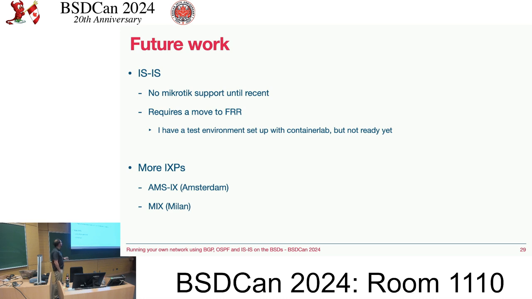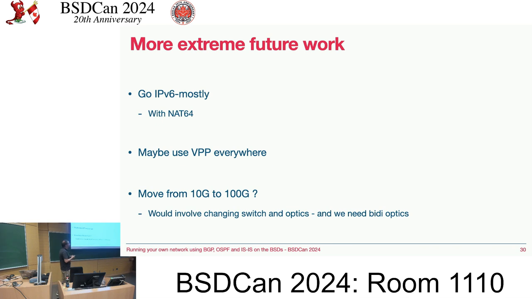To see the configurations, and then the next steps would be to add more exchanges. I'd like to join AMS-IX and MIX, so go a bit north and a bit south, but that also has its own costs. So extreme future work, what would I like to achieve one day is to go mostly IPv6.